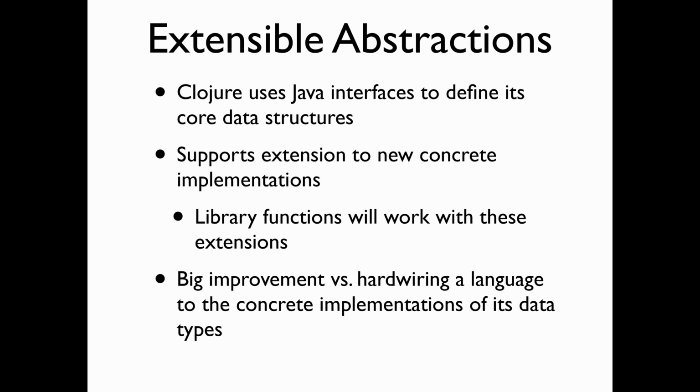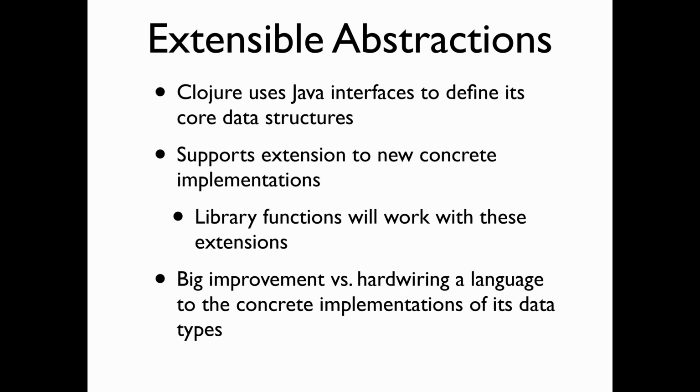Everything's built to the interfaces, which means that at a core level, if you had a serious performance problem you wanted to address, or you had a really unique new kind of data type you wanted to integrate with Clojure in a deep way, you have a path to do that. You have these interfaces, you can implement them either in Clojure or in Java, and the library function is going to work with the things that you write.